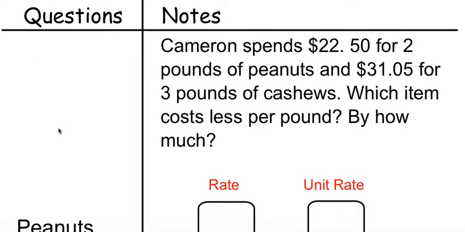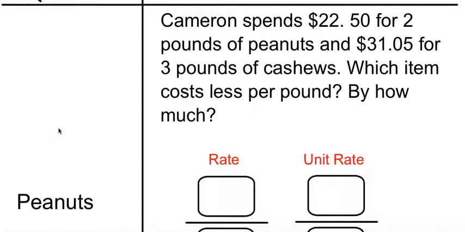Same idea here with Cameron. What I want you to do is try this one. So first read the problem. We have Cameron who spends $22.50 for 2 pounds of peanuts, $31.05 for 3 pounds of cashews. Go ahead and pause it and figure out which one was cheaper and by how much.